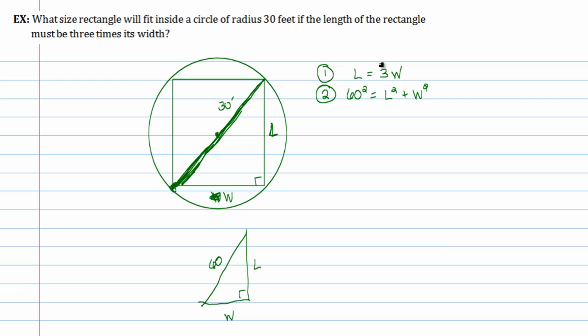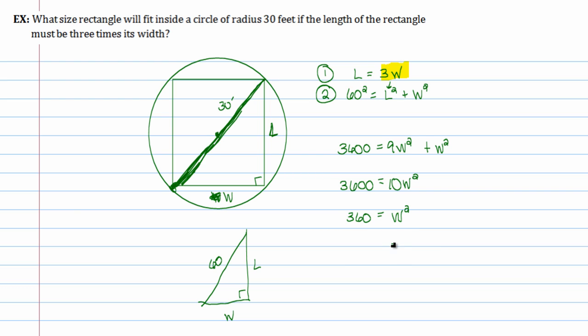And instead of writing L when I rewrite that second equation, I'm going to use the fact that L is equal to 3W. Wherever I see an L, I'm going to replace it with 3W. I get 3600 is equal to 9W squared, that's just me replacing L with 3W, plus another W squared. Or in other words, 3600 is equal to 10W squared. Dividing both sides by 10, I get W squared is equal to 360.